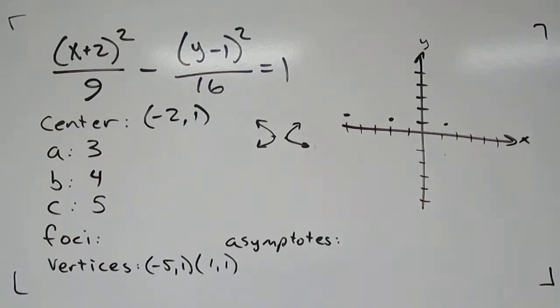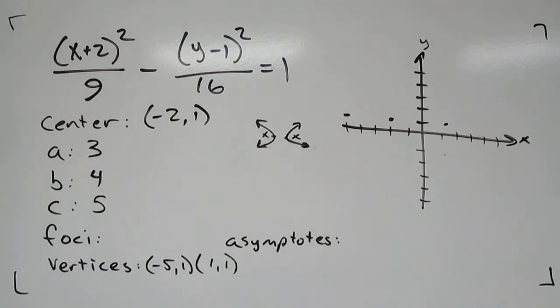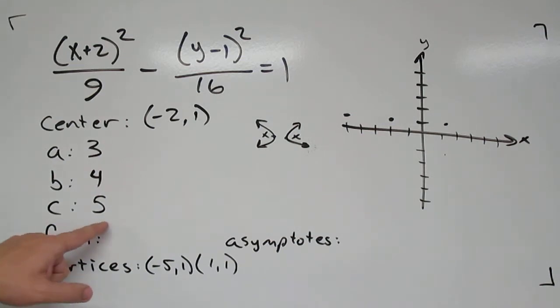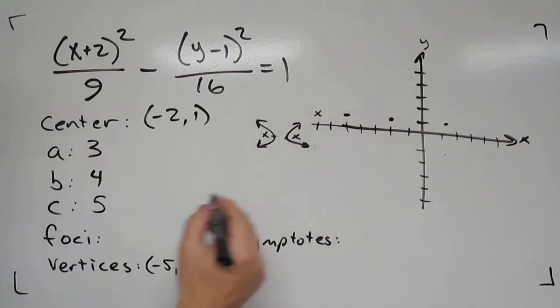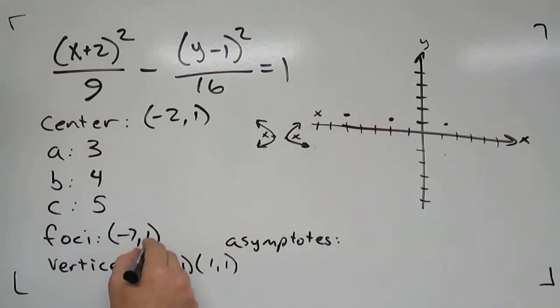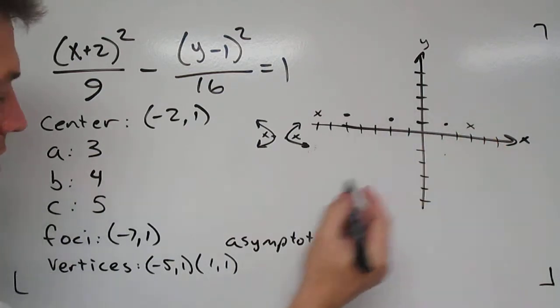Okay, the foci, just like before, the foci were always inside the parabola. Foci were always inside the ellipse. The foci are always going to be inside the hyperbola. So I would go 5 units from the center. So if I just continued this out a little bit, I'd go here to (−7, 1) and 1, 2, 3, 4, 5 to (3, 1).